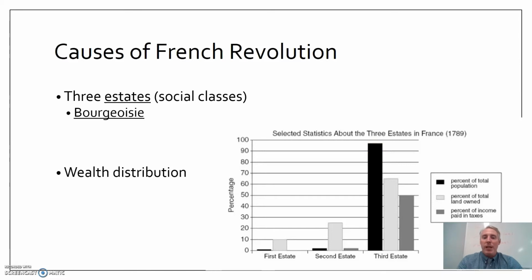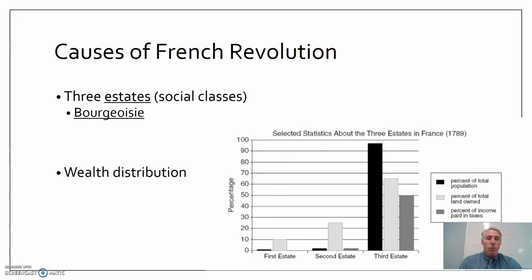But you look at the other ones, percent of total land owned. 10% of the total land owned in France was by the first estate. Almost 25% was by the second estate and everything else by the third. Now you could think, well, the third estate still owns more than the rest of them, but look at it proportionally in terms of their population. Less than 1% of the population owns 10% of the land. 2 to 3% of the population owns a quarter of the land. So when you look at it in those terms, it's really very, very unfair. What eventually happens is the third estate becomes very, very resentful of the first and second estate.